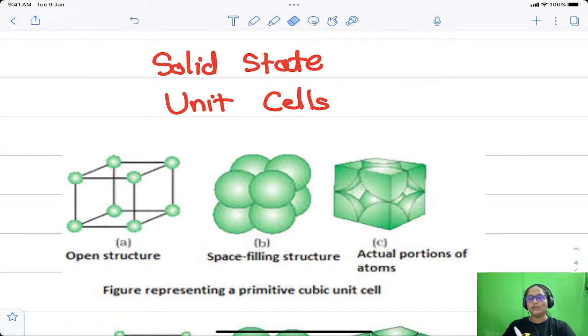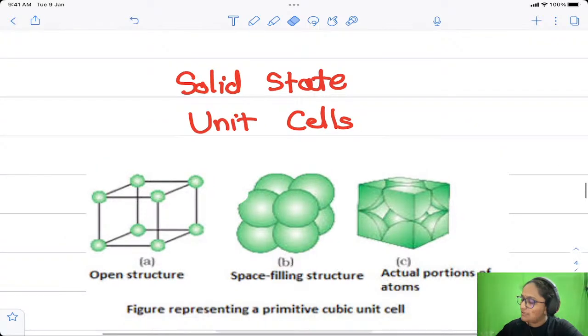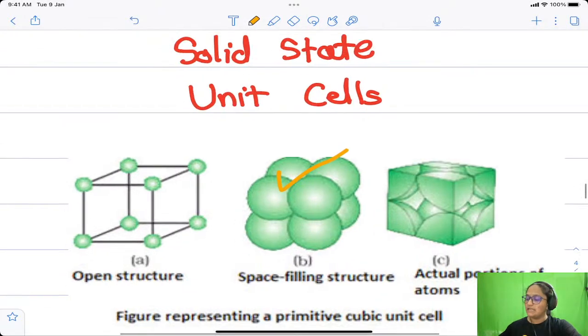Open structure means they have simply drawn a cube, and at the corners of the cube, as this is the simple cell, they have drawn the spheres. That's it. In space filling, what is the difference? They have not drawn the cube, they have only shown the positions of atoms at the corners. But here they have shown the actual shape or size of the atom. As we know, atoms are spherical in nature. Therefore this is the correct way to express this unit cell.